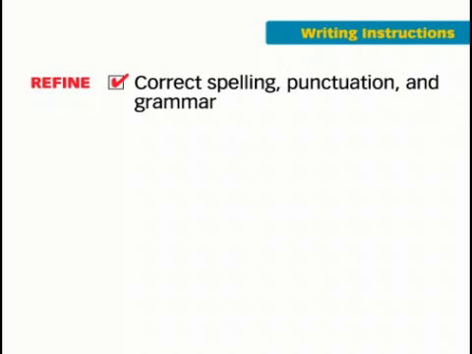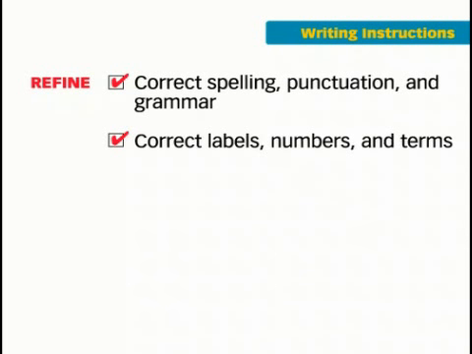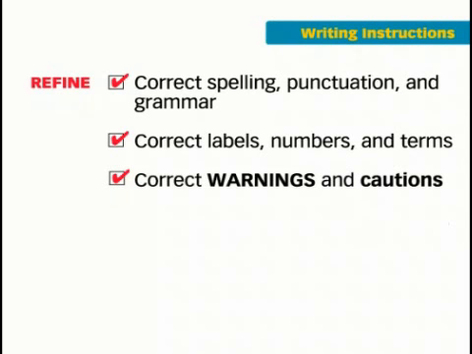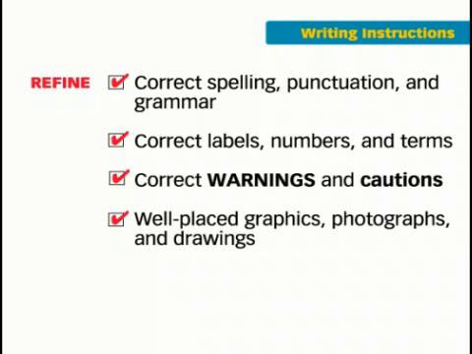Finally, refine your document by proofreading it line by line for clarity and correctness. Look carefully for each of the following: correct spelling, punctuation, and grammar, correct labels, numbers, and terms, correct format, such as warnings in boldface and caps, and cautions in boldface and lowercase, and well-placed graphics, photographs, and drawings that clarify steps in the instructions.